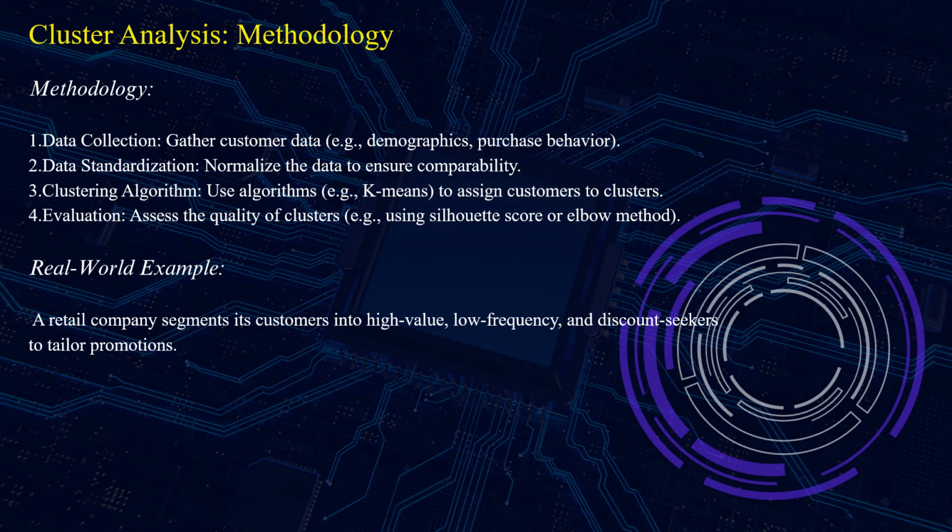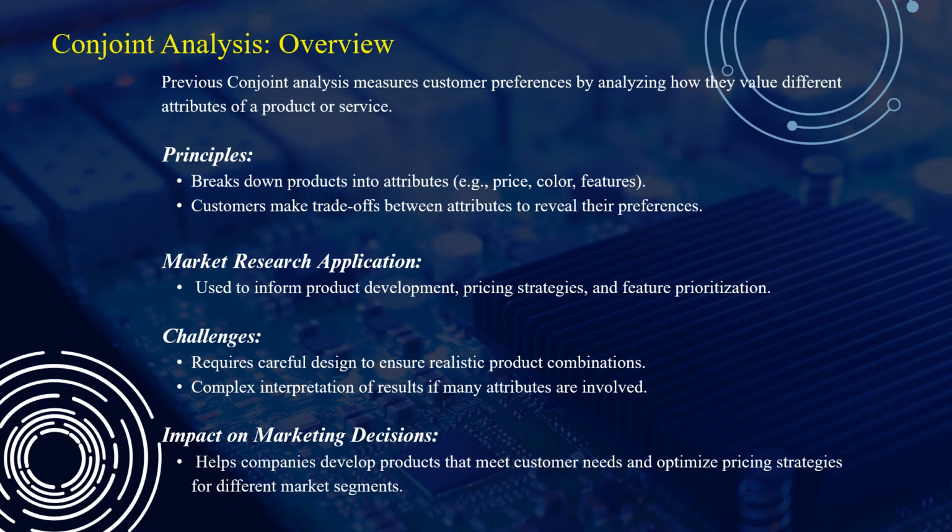And coming to our second analytic technique, we are going to see conjoint analysis. Let's look into the overview of conjoint analysis. Conjoint analysis is a powerful tool that allows businesses to understand how customers value different attributes of a product or a service. By breaking down a product into its components such as price, size, and features, marketers can measure which attributes customers care about the most.